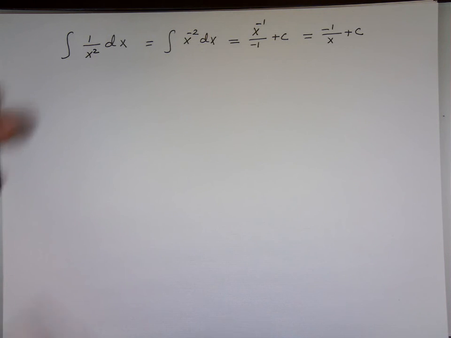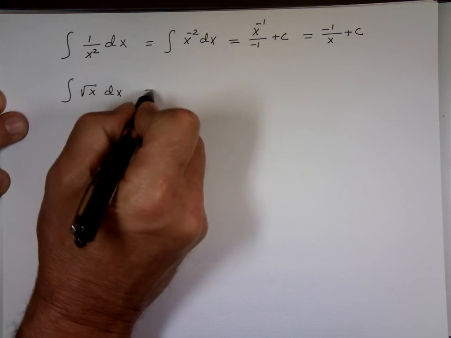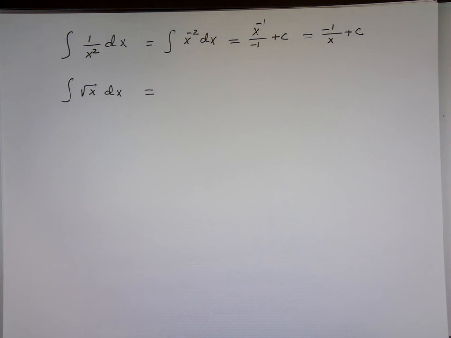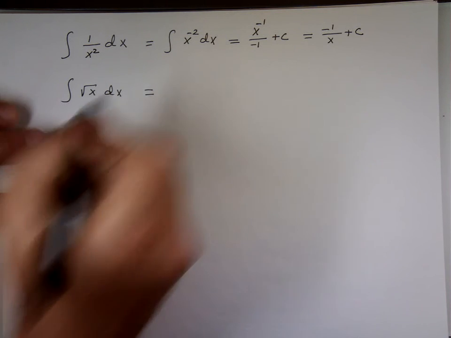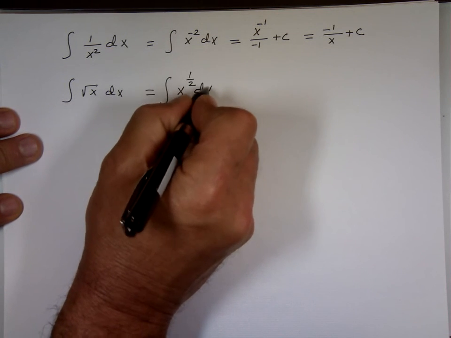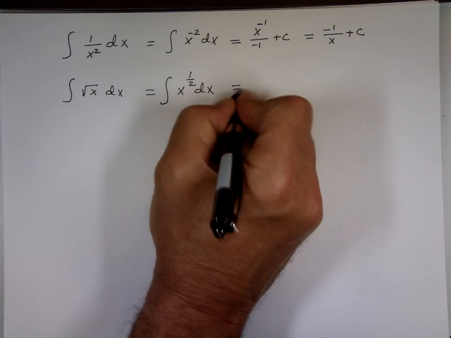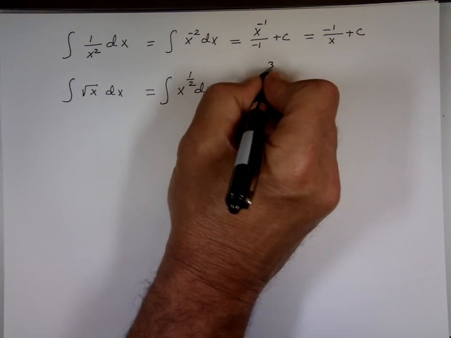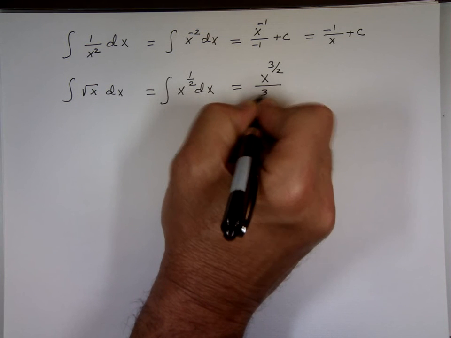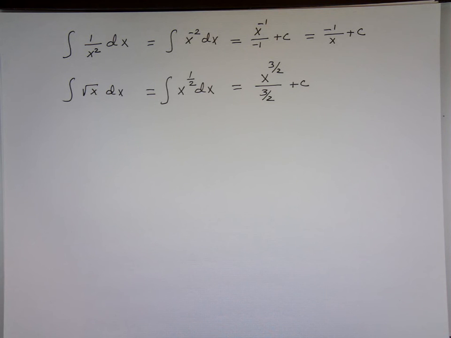What is the integral of the square root of x dx? This is x to what power? 1/2 dx. Add 1 to the power, divide by the new power. Add 1 to the power becomes what? 3/2. You're dividing by 3/2. Don't forget the c. When you divide by 3/2, it's the same as multiplication by 2/3.